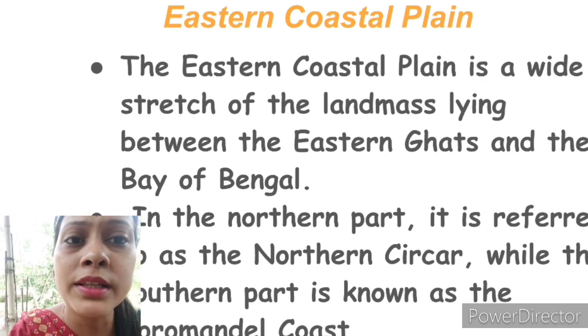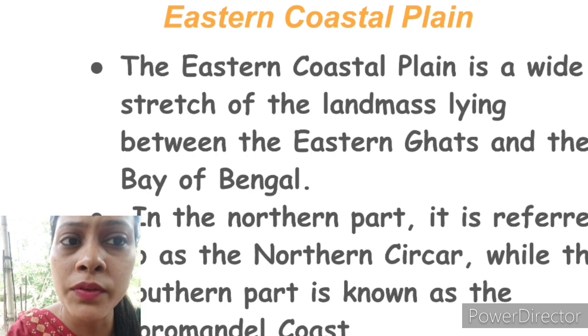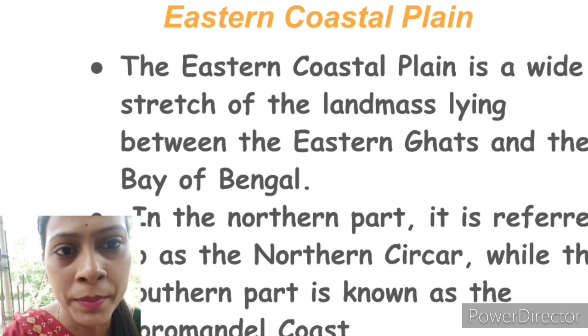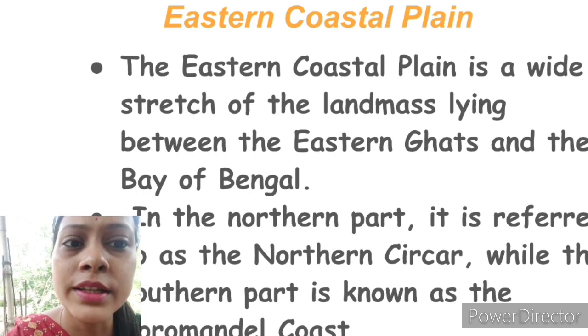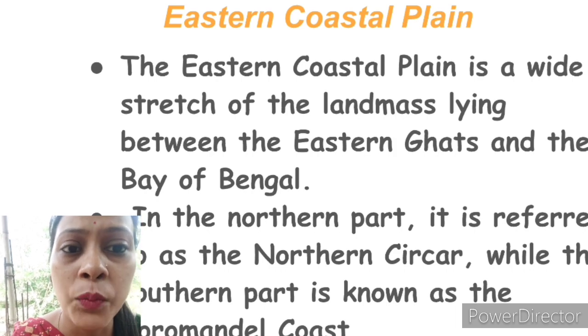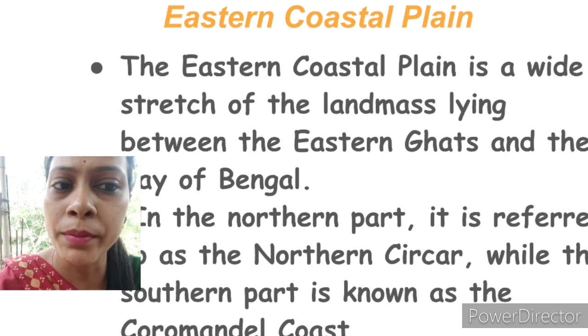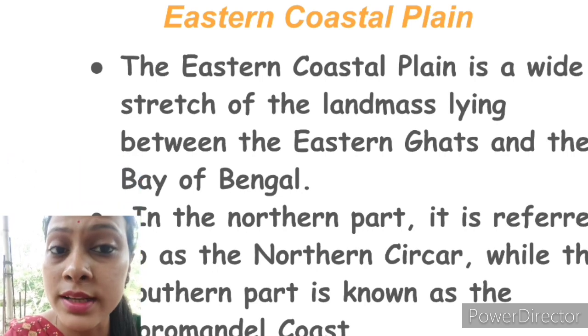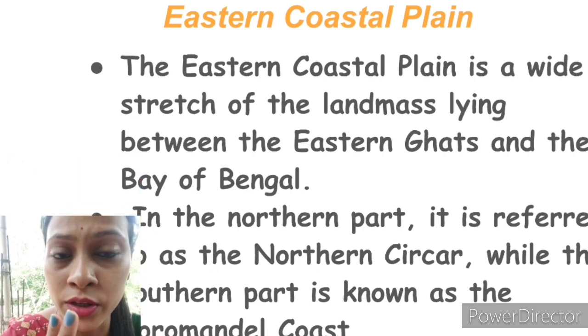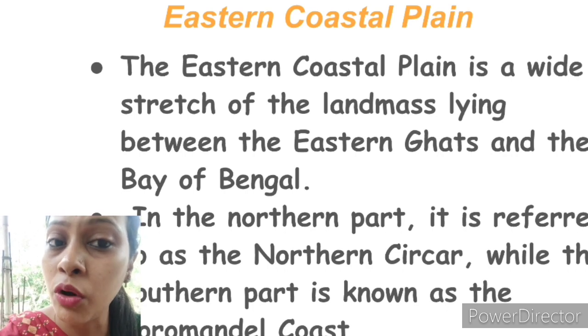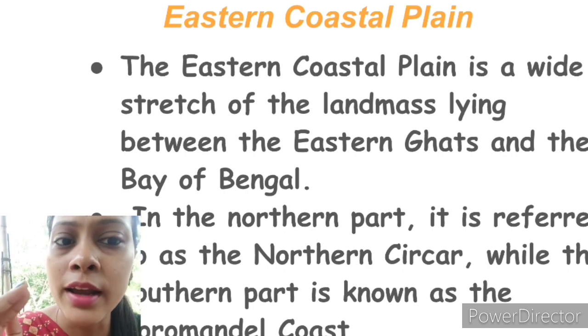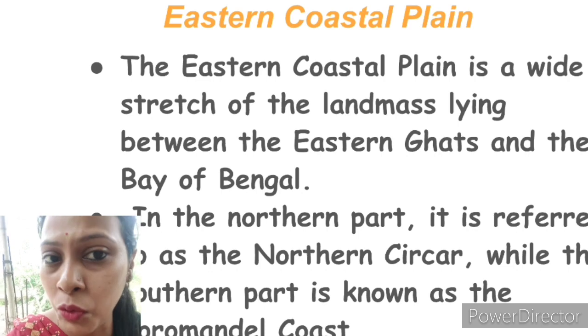So the eastern coastal plain is a wide stretch of landmass lying between the Eastern Ghats and the Bay of Bengal. In the northern part it is referred to as the Northern Sircar, while the southern part is known as Coromandel Coast. You can see the spelling, Coromandel Coast. So the eastern coastal plain has two divisions. What are the two divisions? Towards the north we have the Northern Sircar, and towards the south we have the Coromandel Coast.